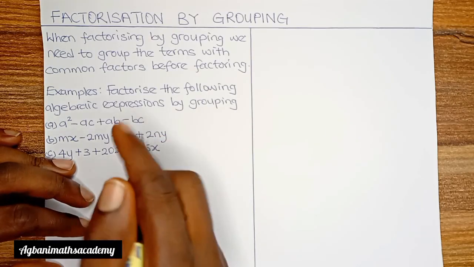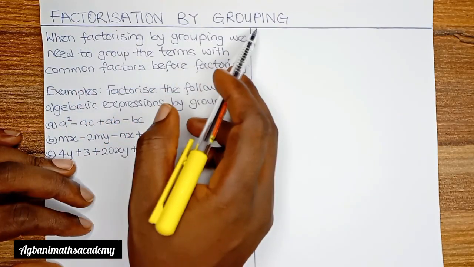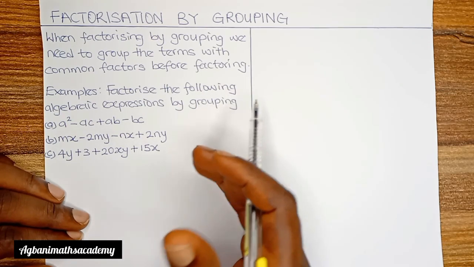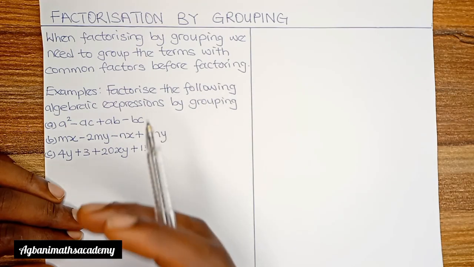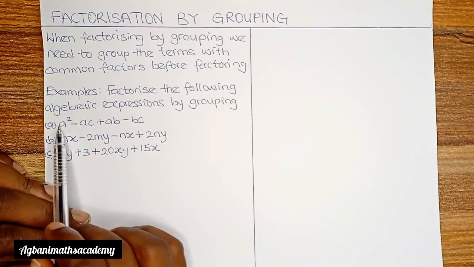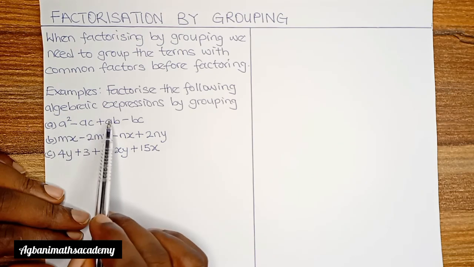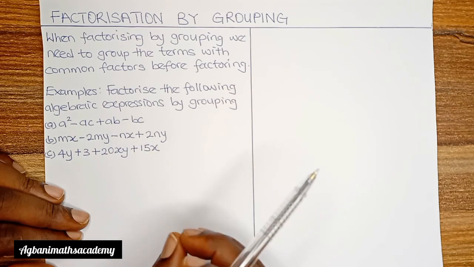Hi guys, in this video we're going to be looking at factorization by grouping. In our previous video we looked at factorization of algebra, but we are going to move a step further to look at factorization in a situation where we have more than two groups. Here we have 1, 2, 3, 4 groups of algebra.